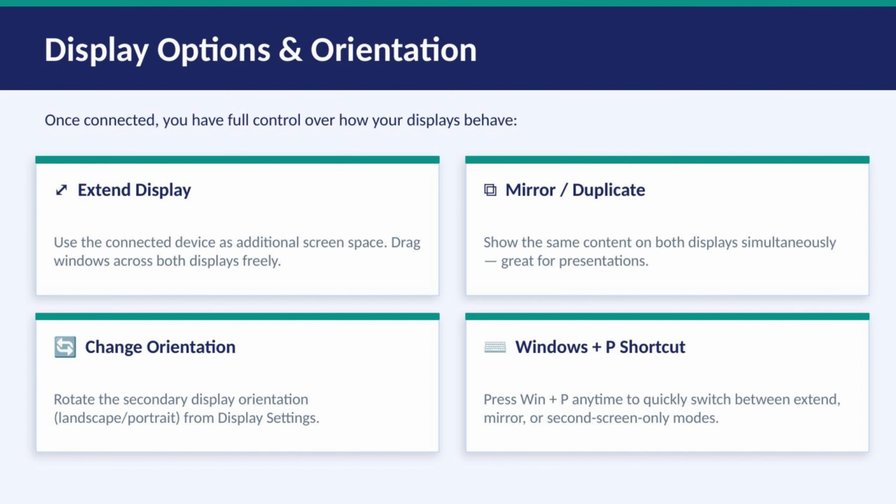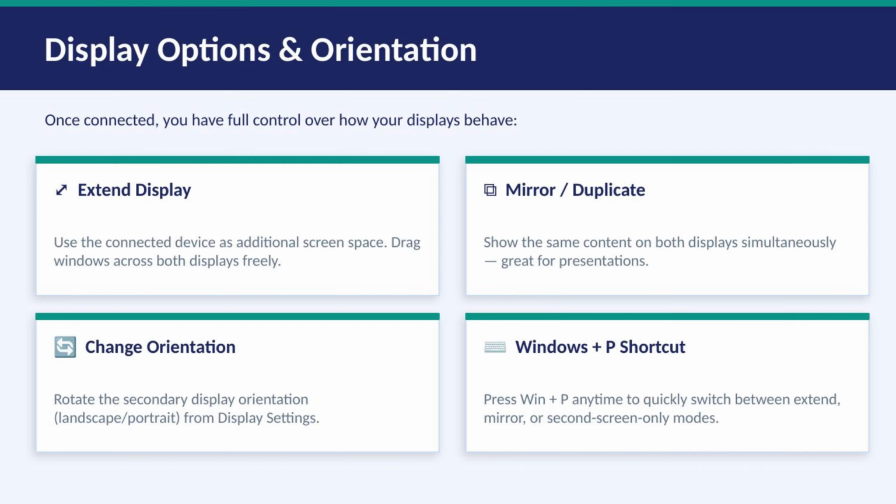Detailed settings: right-click on your desktop and select Display settings. Scroll to Multiple displays, choose Extend or Duplicate. Drag and position the virtual monitors to match your physical setup. Adjust orientation if needed.